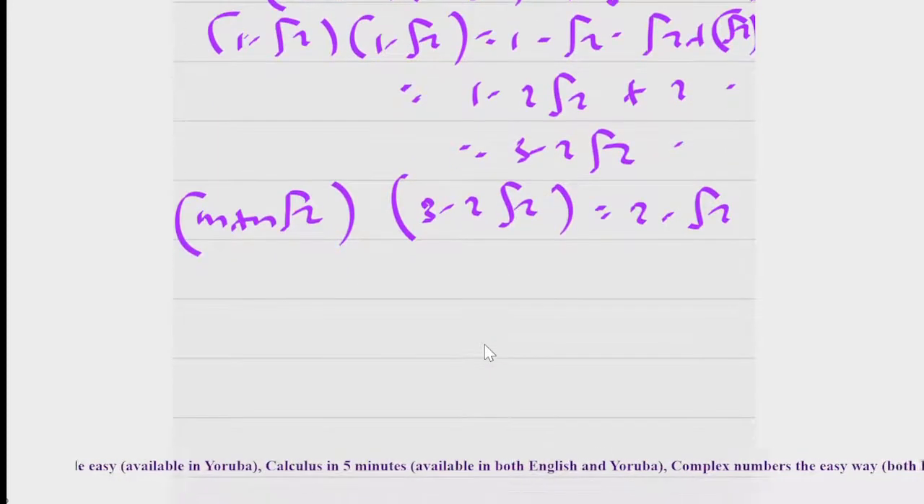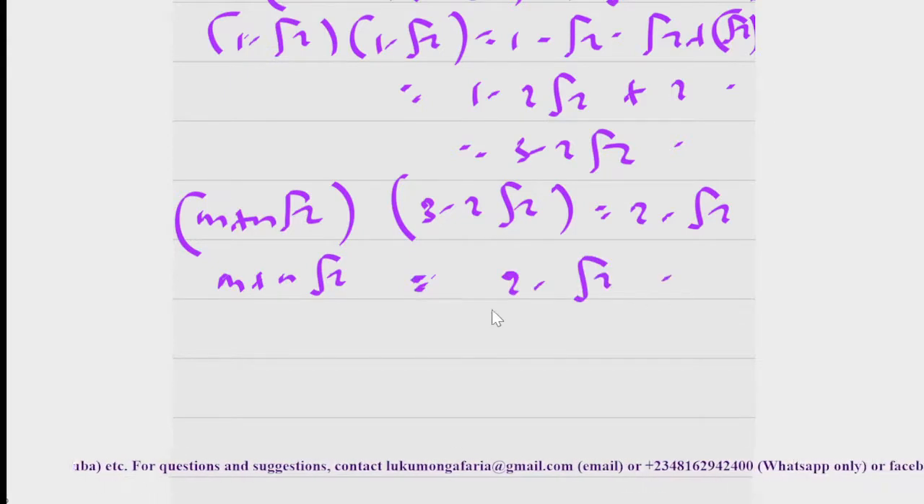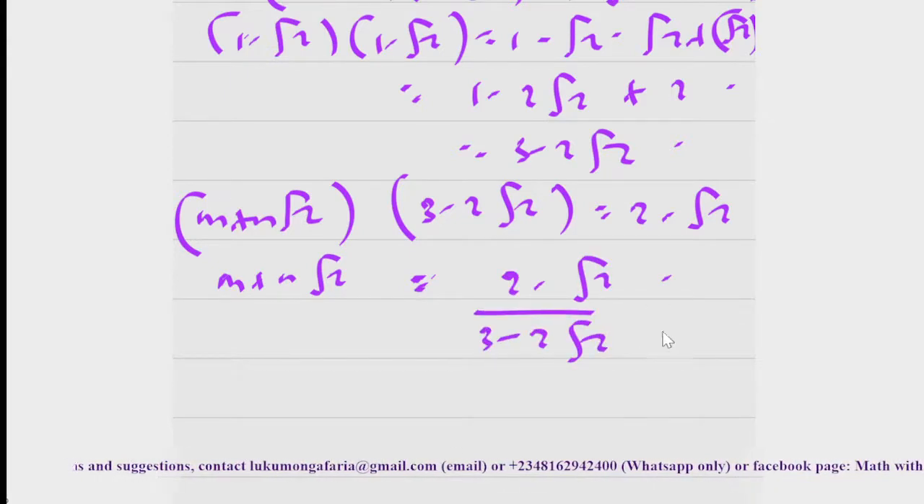If I were you, I can just make this the subject of the formula. This is just a multiplication, so you can say divide both sides by this guy. So then you have m plus n root 2 equals 2 minus root 2 divided by 3 minus 2 root 2. Or if you don't want to stress yourself, just multiply this out and just do it. You are going to arrive at the same answer.